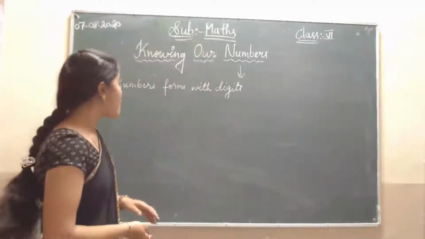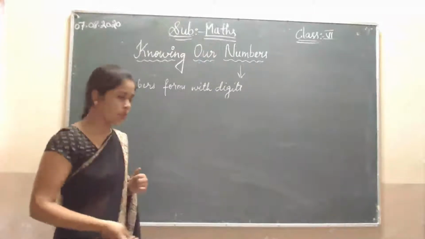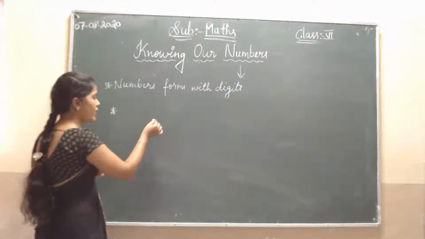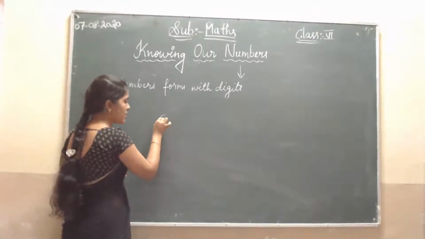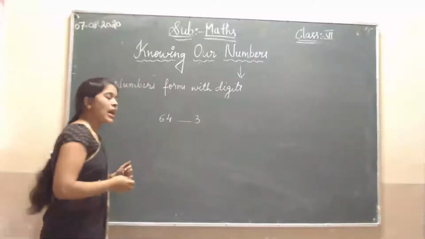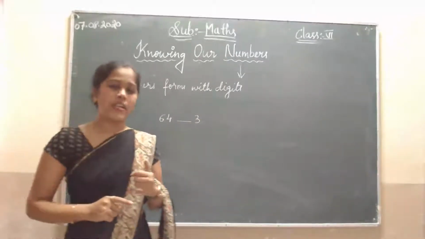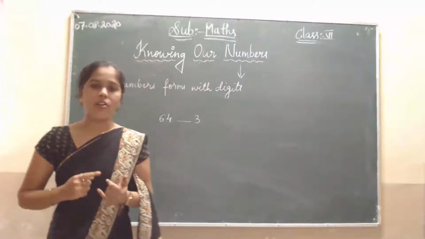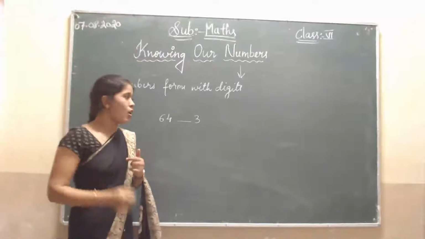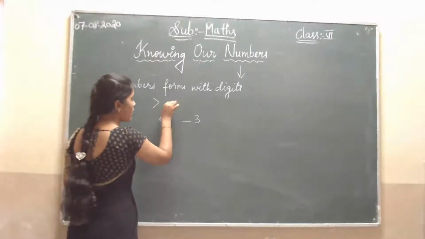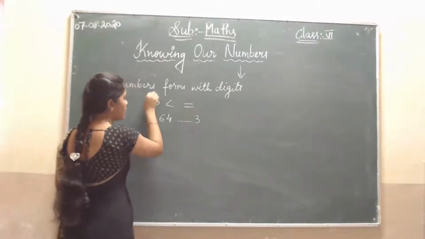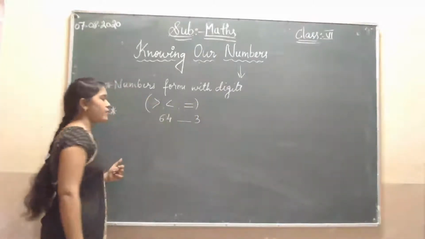Now the first thing we will see is comparison of numbers. Take some examples: 64 and 3. In comparison, a number is greater than, less than, or equal to another. We will see three things here: greater than, less than, or equal.